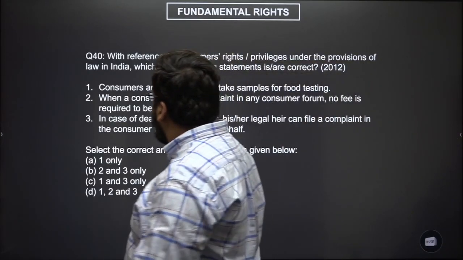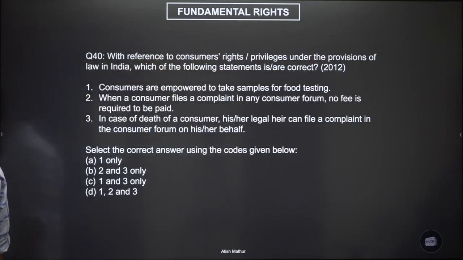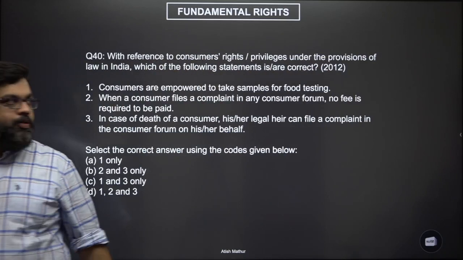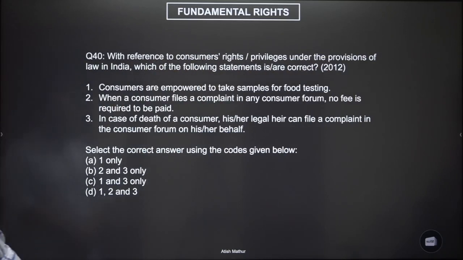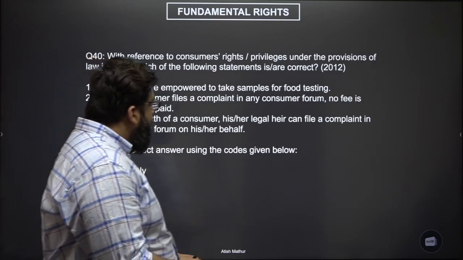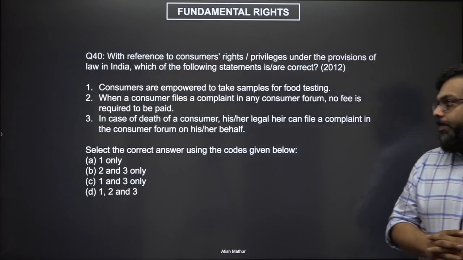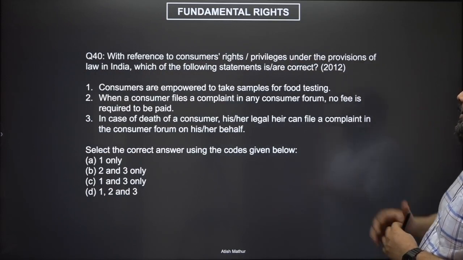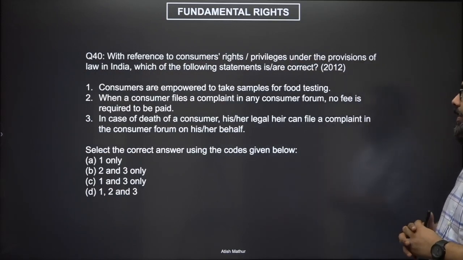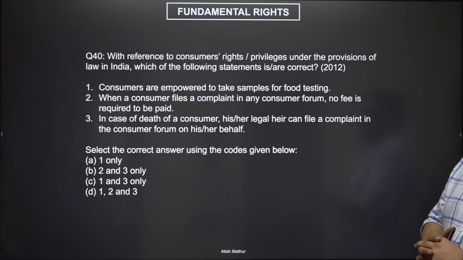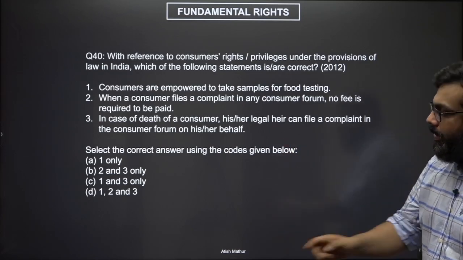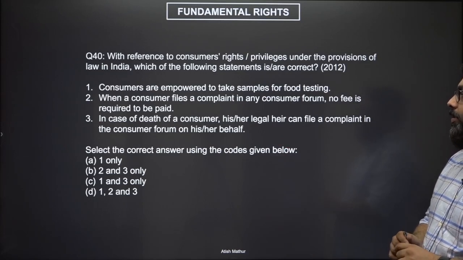Question number 40. With reference to consumer rights or privileges under the provisions of law in India, which of the following statements is or are correct? One, consumers are empowered to take samples for food testing. Two, when a consumer files a complaint in any consumer forum, no fee is required to be paid. Three, in case of death of a consumer, his or her legal heir can file a complaint in the consumer forum on his behalf. We look at option combos: 1, 2 and 3; 1 and 3; 1, 2 and 3.